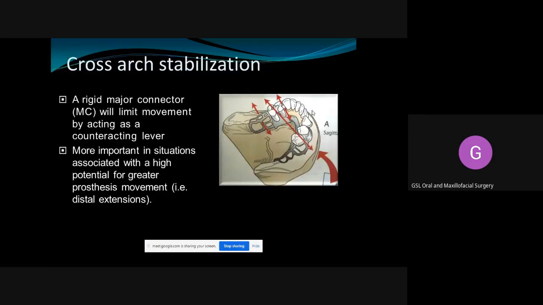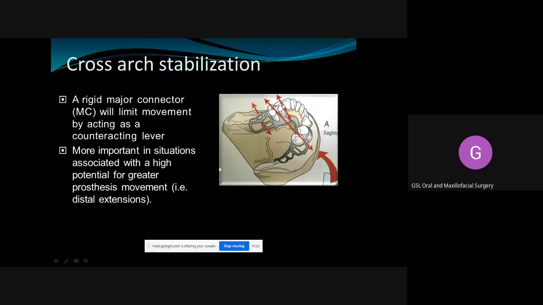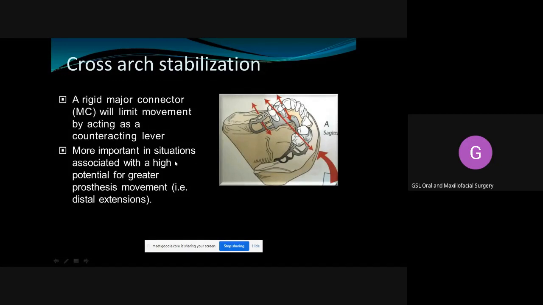And then the cross arch stabilization. Cross arch stabilization means you're going to take the support from both the sides of the arch. If there is any less amount of support in one arch, it is going to flex and the RPD is going to move. Thereby, there are some adverse effects on the adjacent abutments. A rigid major connector will limit the movement by acting as a counteracting lever. This is more important in situations associated with high potential for greater prosthesis movement.